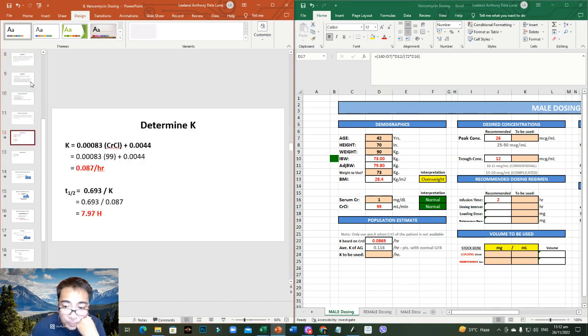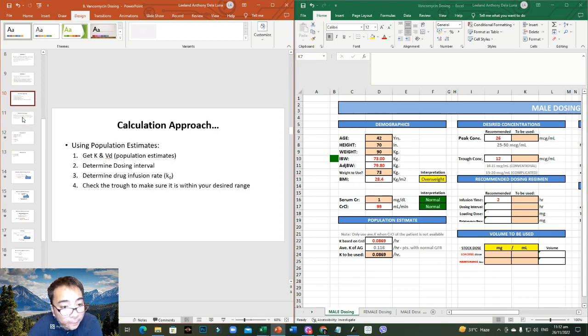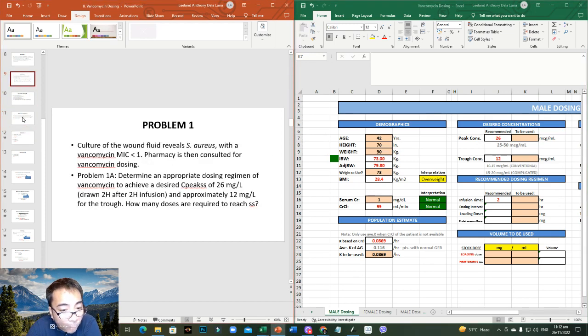So, if we do this, class, okay, so 99 ng creatinine clearance, tapos we use the formula, okay, lalabas kasi 0.087. So, in my case, ito yun, 0.0869. Okay, ang desired peak daw natin should be 26 times 12. Okay, same lang pala dito. So, 26, tapos ang desired trough is 12.